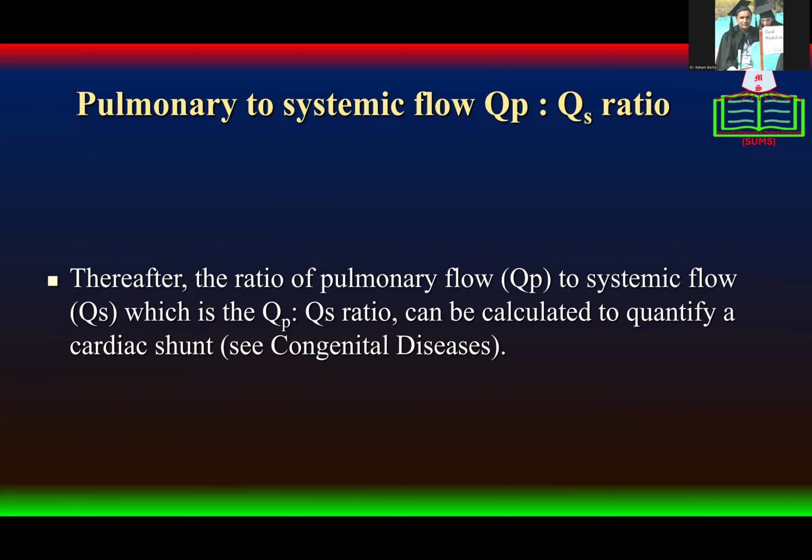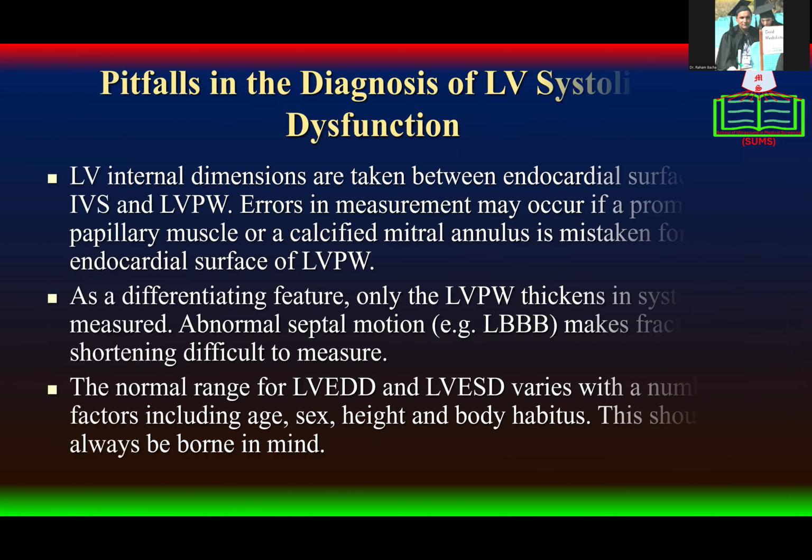For example, if there is some ventricular septal defect, these are the two ventricles, and between these two ventricles, this is a septum, and there is a defect. So blood will flow from the left ventricle to the right ventricle, and that's why the ratio will be disturbed. So this ratio will be calculated for this shunting, right?